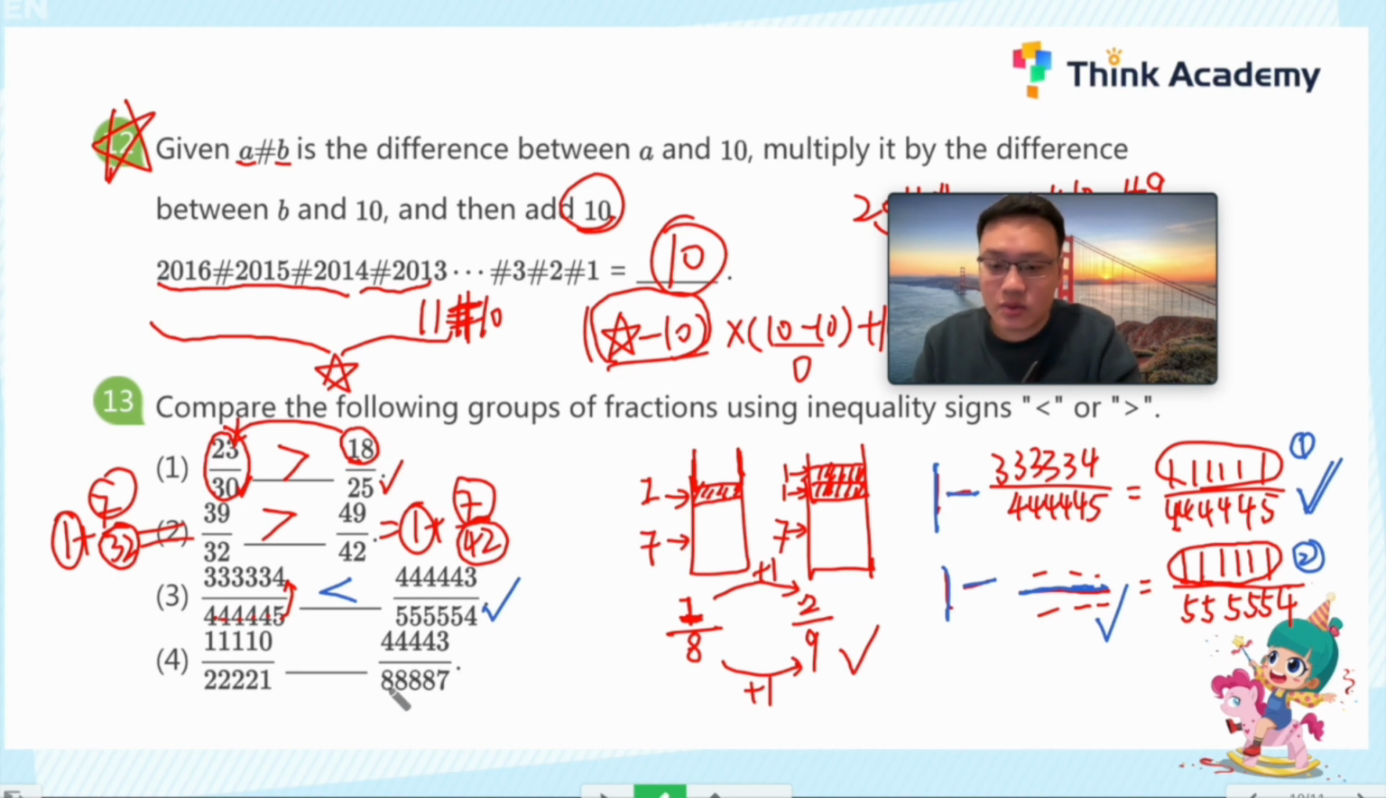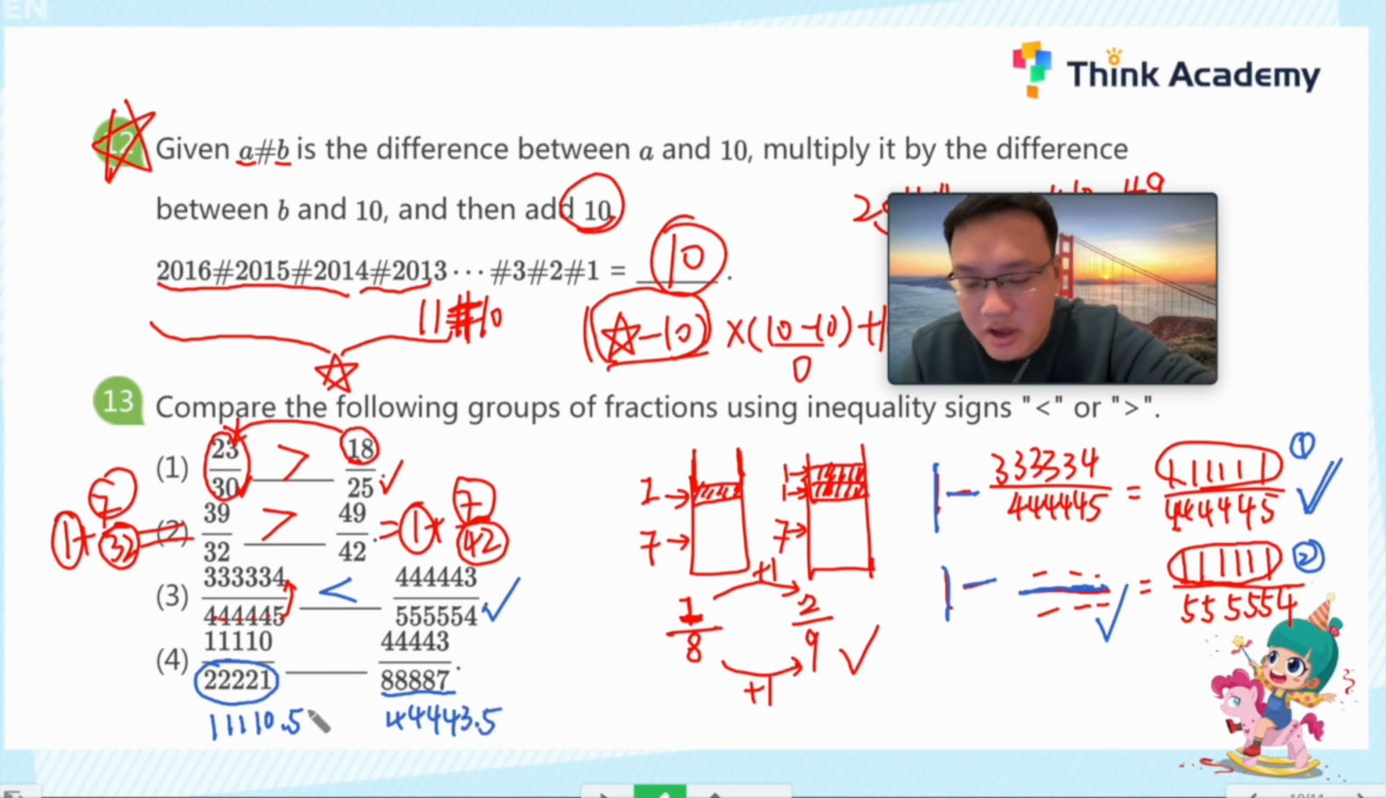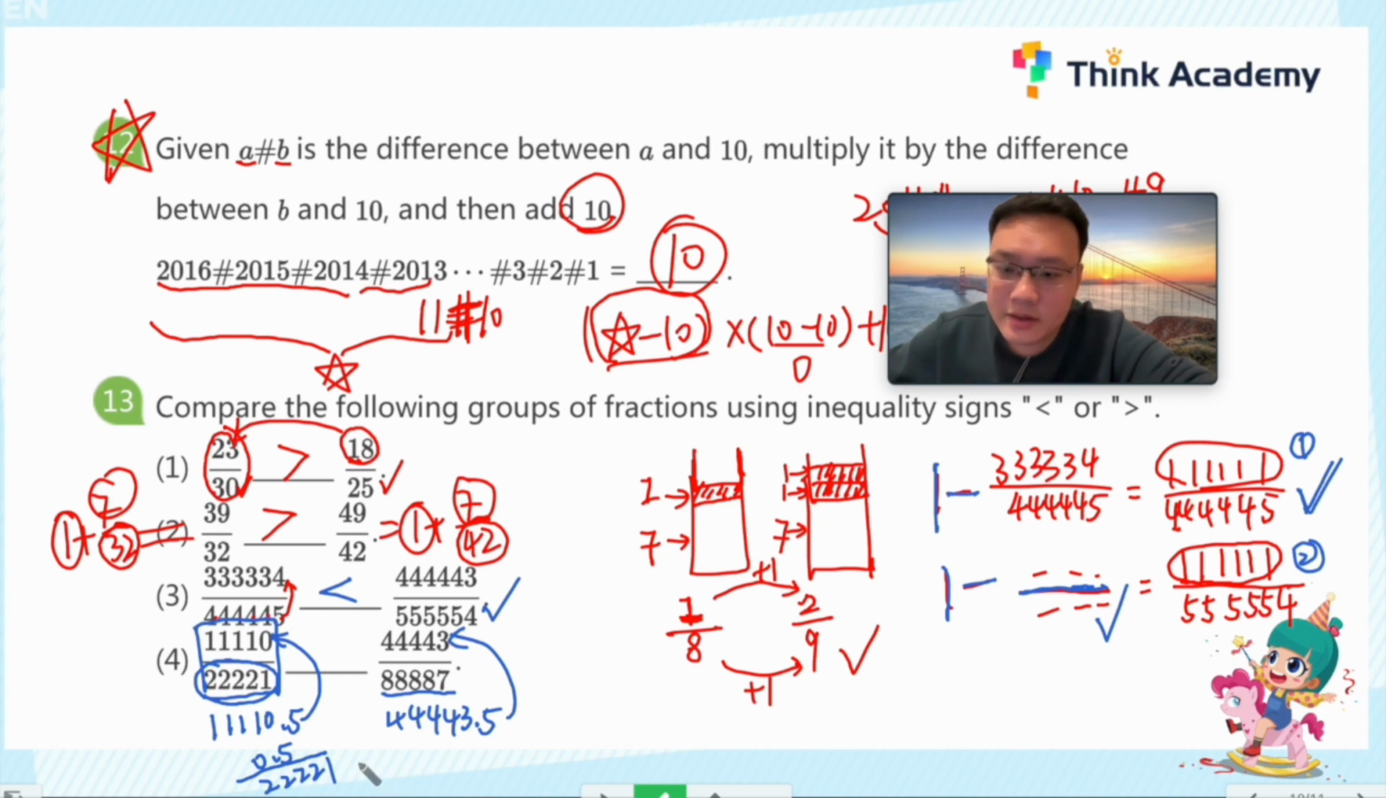Okay, and let's see question number 4. Basically, it says these two fractions are really close to a half. And let's see, what is the half of this denominator? Half of this one is 0.5. Okay, and half of this denominator is 3.5. All right, guys, if you compare these two numbers, you will find this fraction itself is 0.5 over 2, 2, 2, 1, closer to a half.